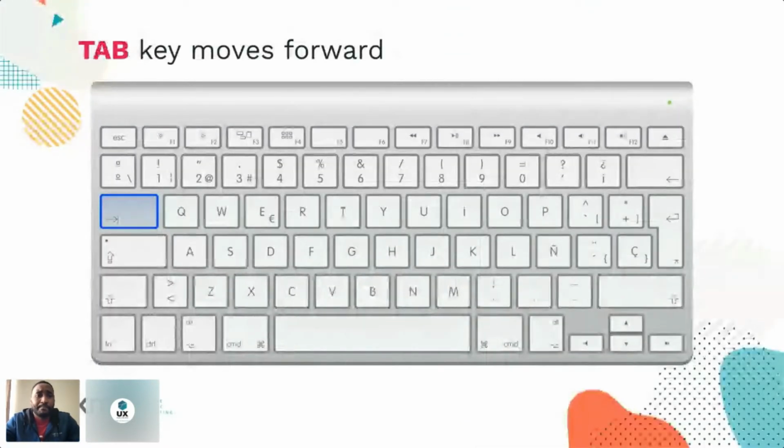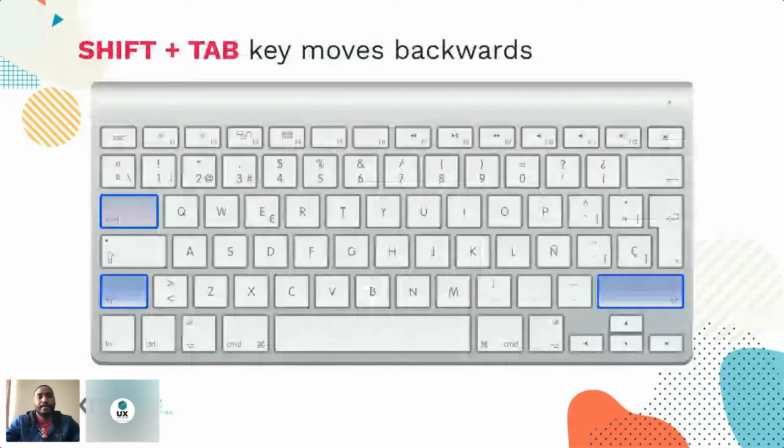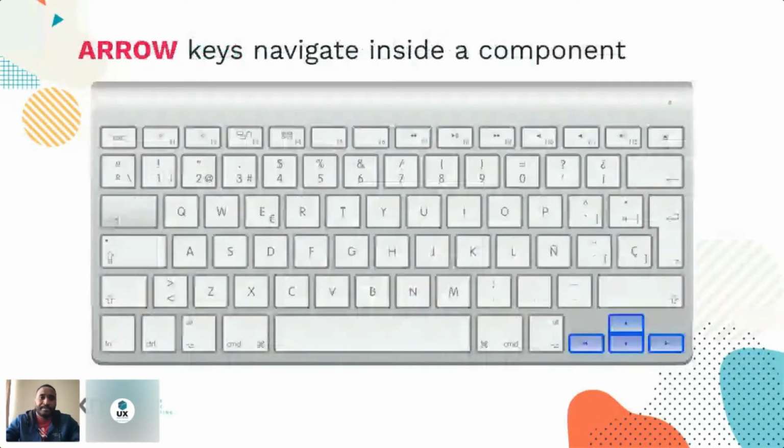A visually impaired person can move focus around the page by using the tab key to move the focus forward, and Shift plus Tab to move the focus backwards. Arrow keys can be used to navigate inside the component.